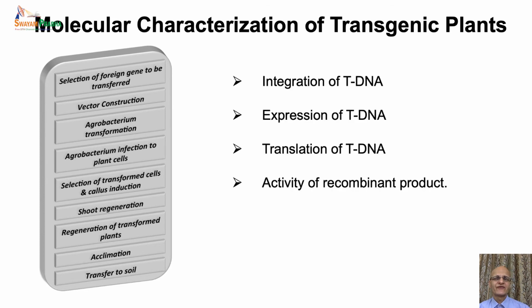Various steps of the molecular characterization of the transgenic plants are: first one is checking the integration of the tDNA into the plant genome. Then next is, if the gene is integrated, we need to check whether the tDNA is transcribed or expressed. Further, if the transgene is translated and the recombinant product is formed, or if the recombinant product formed is functional or active.